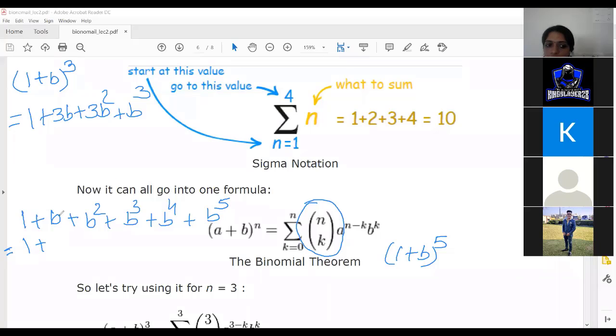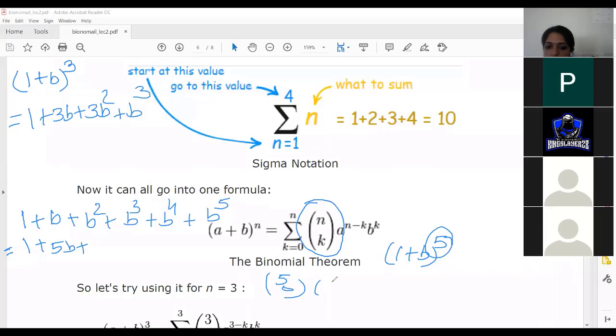For the next term, the coefficient is nC1. Our n is 5, so 5. Now next, 5C1, 5C2, 5C3, 5C4 and 5C5. So 5C0 is 1, the coefficient of the first term. 5C1 is the coefficient of the second term. 5C2 is, what is 5C2?